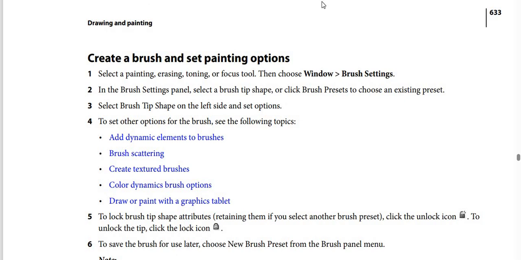How to create a brush and set painting options. We have steps again. Step number 1, you should first select a painting, erasing, toning, or focus tool, and then choose Window and then choose Brush Settings.